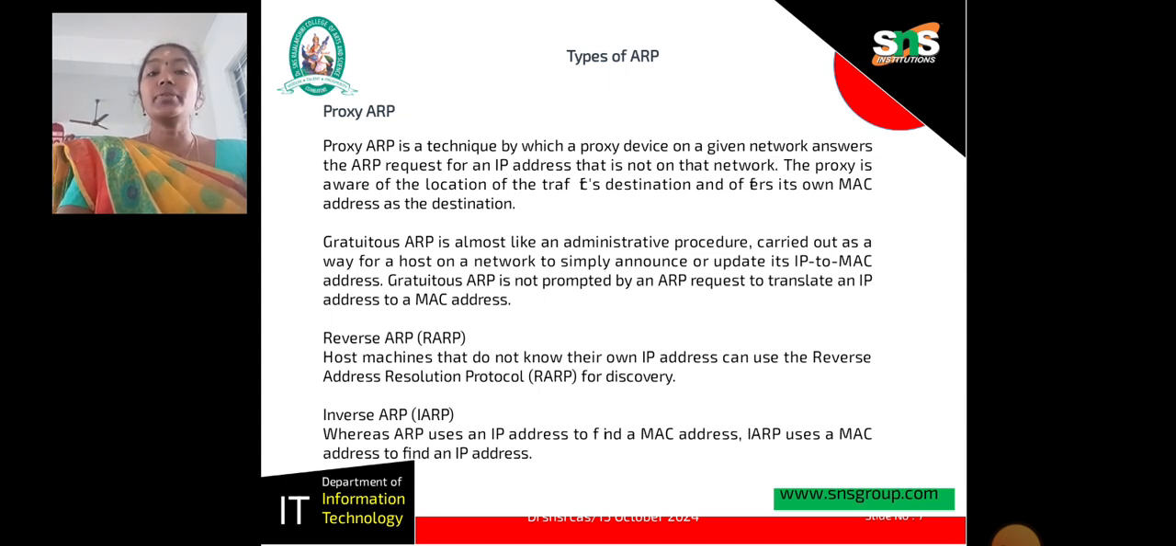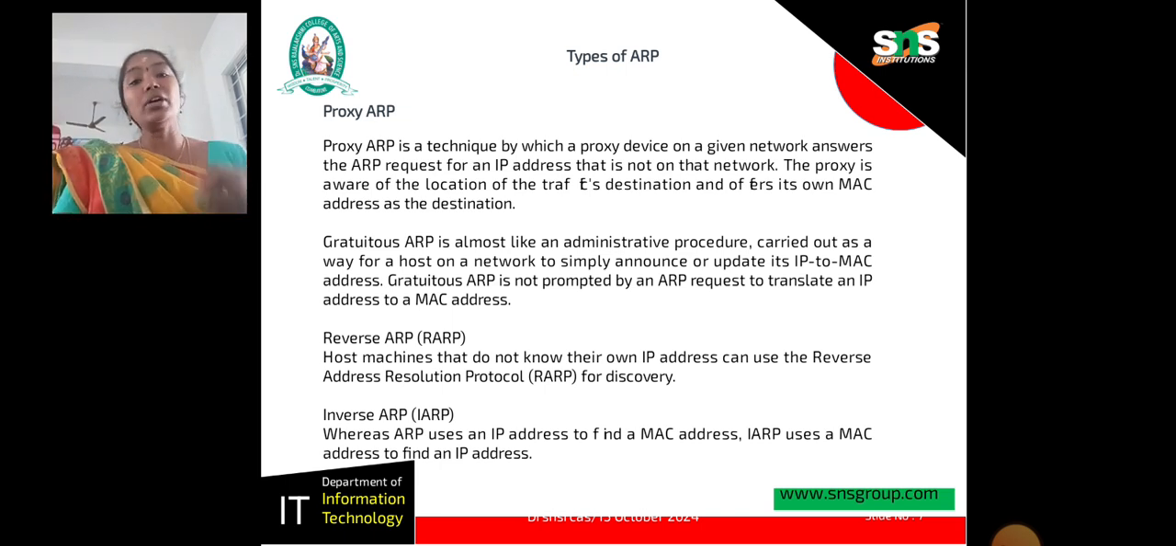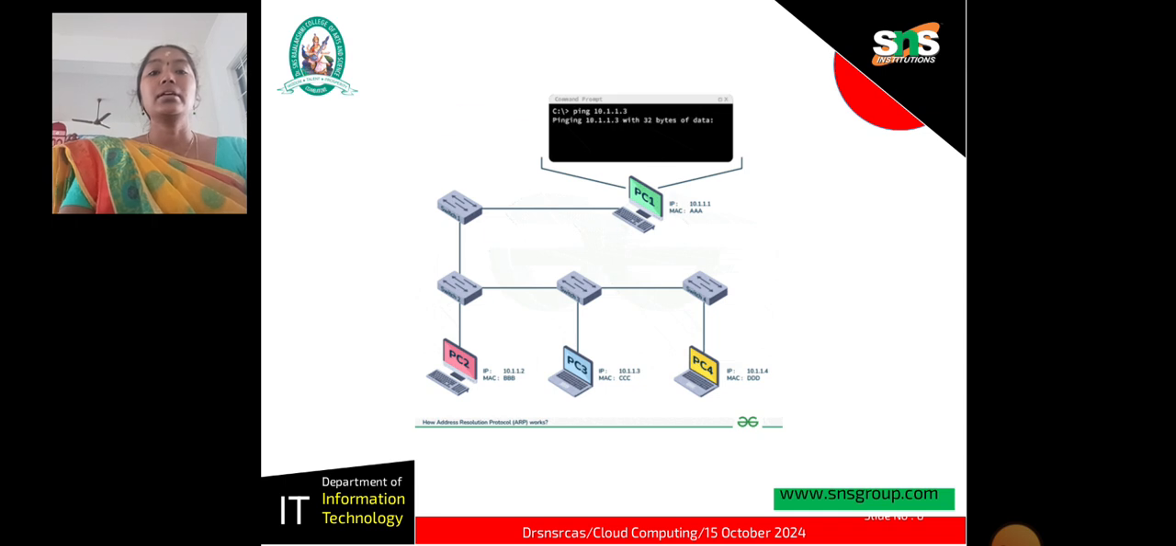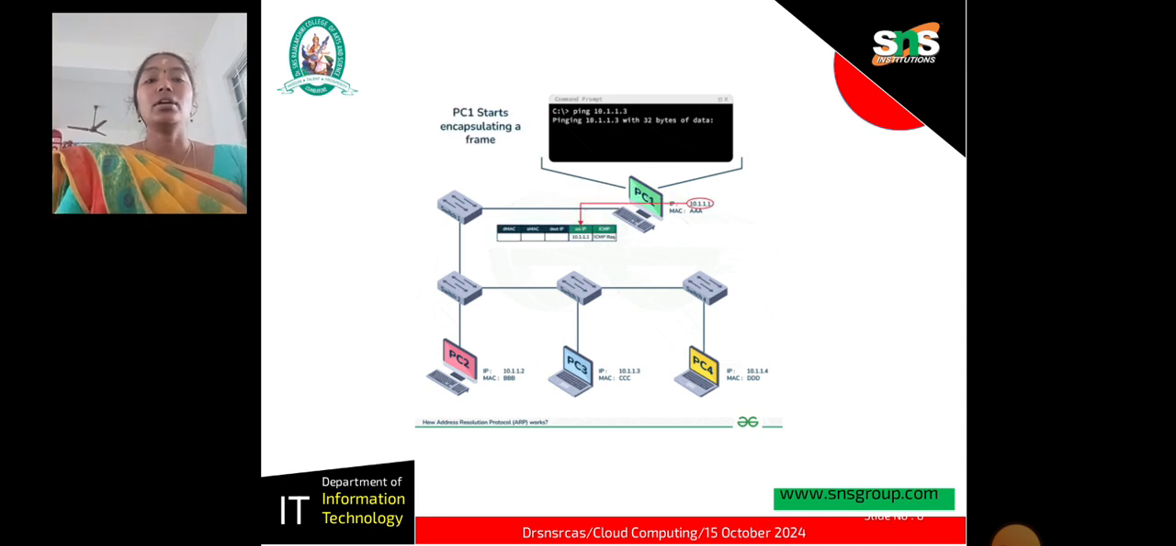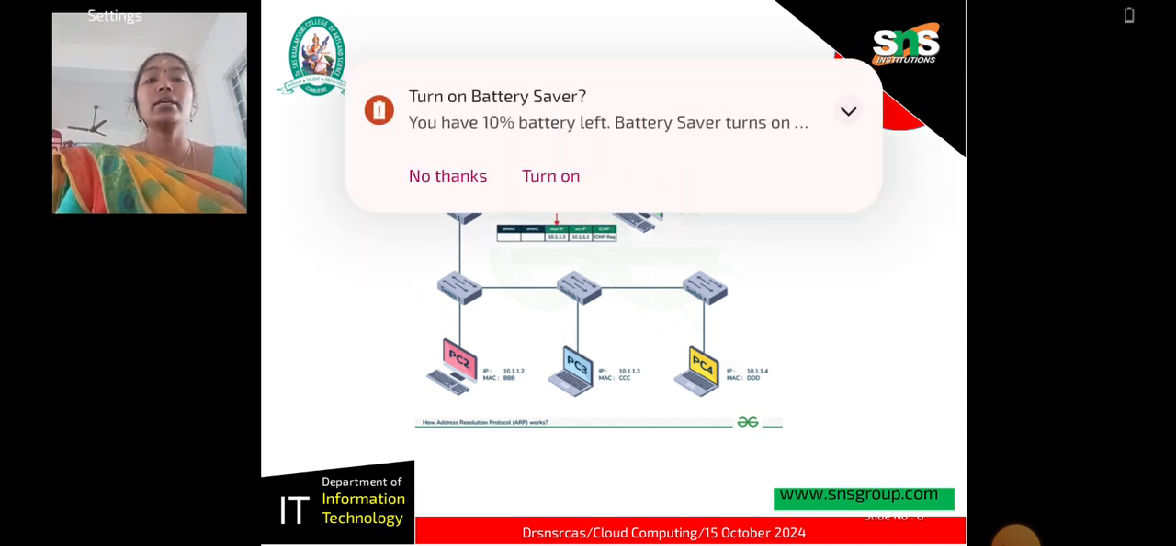And next we are going to see reverse ARP, for host machines that do not know their own IP address, so they do the reverse of the discovery. And inverse ARP: ARP finds the MAC address from an IP address, while inverse ARP finds the IP address from a MAC address.